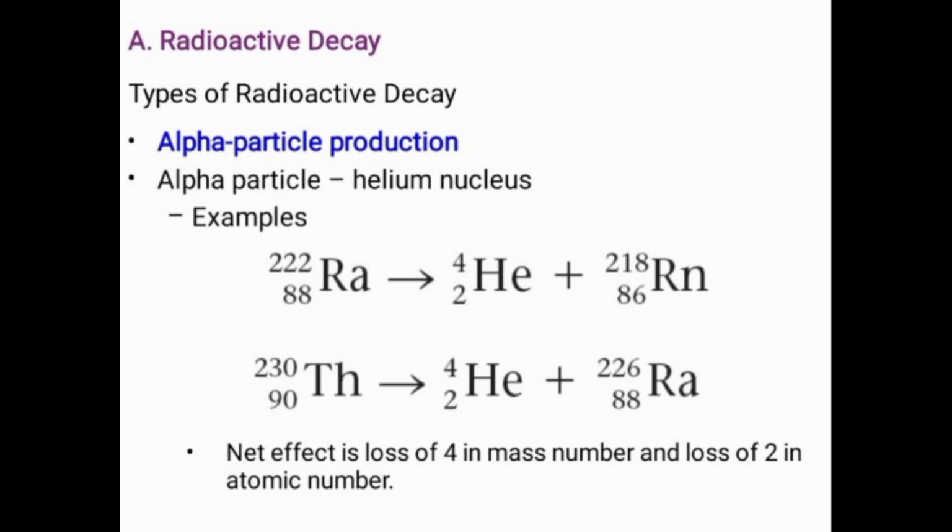Radioactive decay has its types, the first being alpha particle production. The alpha particle is the helium nucleus. The examples of this are on the PowerPoint. Net effect is a loss of 4 in mass number and a loss of 2 in atomic number. So as you can see in the first example, there are radium-228 with atomic number 88, and helium-4 with atomic number 2, and the radon. As you can see below, some are added and some are subtracted.